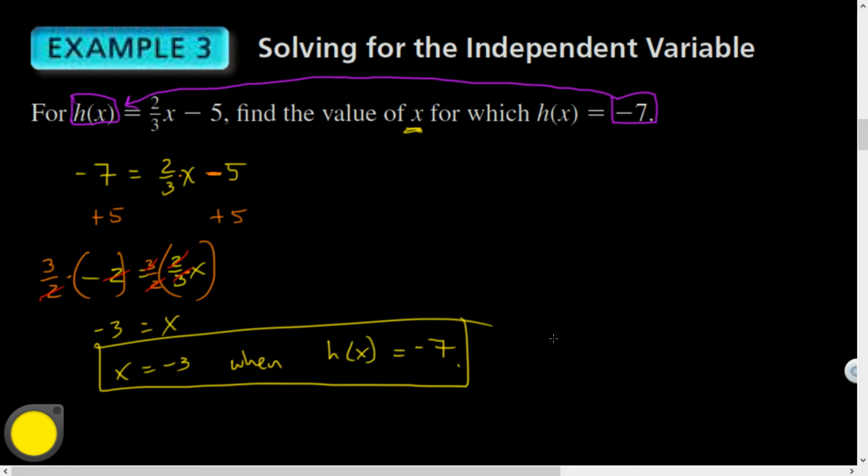Or I could have written that as h of -3 equals -7.